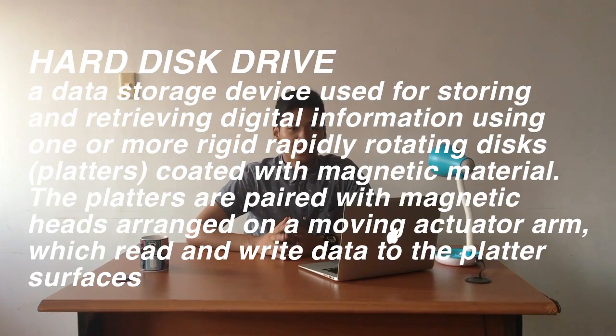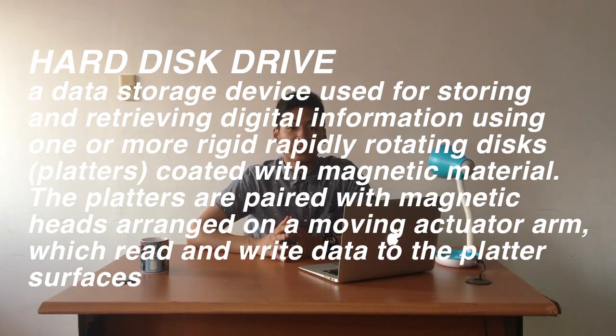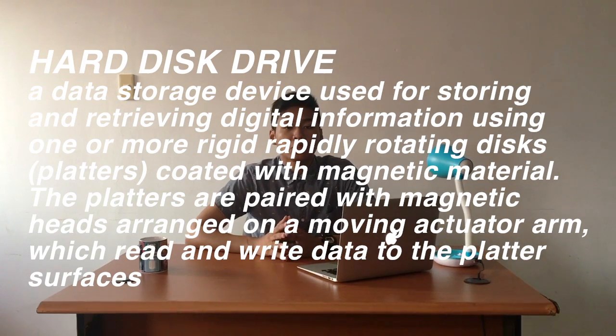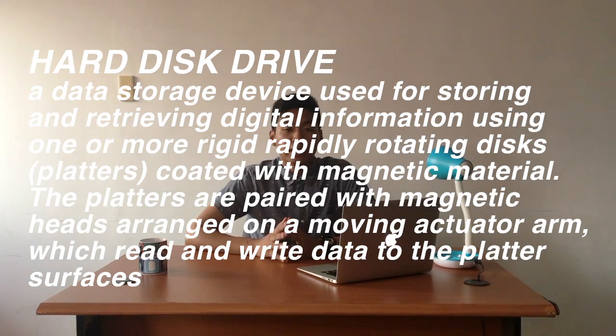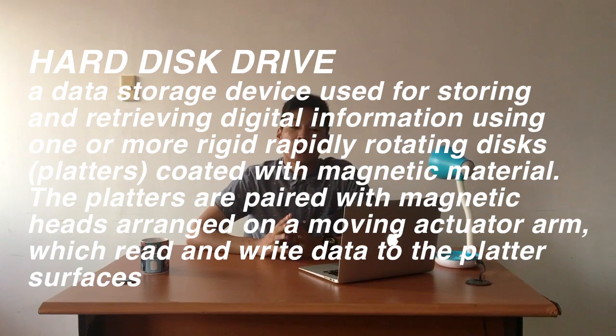A hard disk drive or HDD, hard disk, hard drive or fixed disk, is a data storage device used for storing and retrieving digital information using one or more rigid rapidly rotating discs or platters coated with magnetic material. The platters are paired with magnetic heads arranged on a moving actuator arm, which read and write data to the platter surfaces. Data is accessed in a random access manner, meaning that individual blocks of data can be stored or retrieved in any order and not only sequentially.